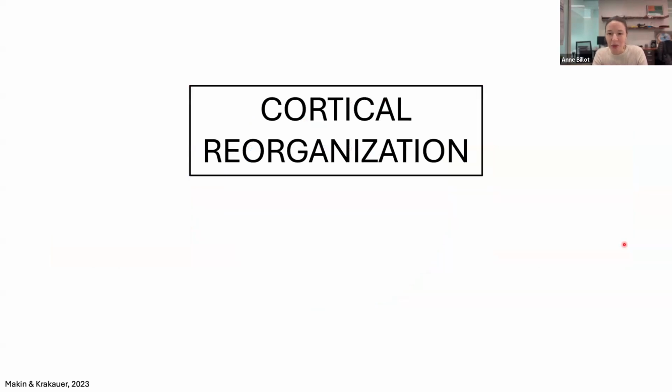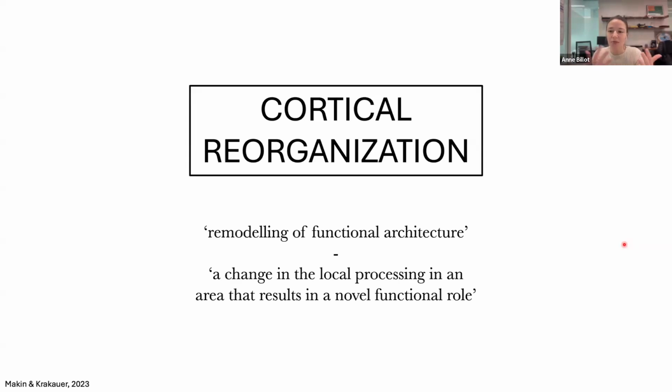One concept that is commonly used to describe these changes in brain activity or connectivity after any disruption is cortical reorganization. But what is cortical reorganization? Cortical reorganization can be defined as the remodeling of functional architecture of the brain, where changes in local processing result in a novel functional role for a given area. This is the definition given in this review by Makin and Krakauer in 2023. But actually, in this review and in other studies, this concept of cortical reorganization has been challenged, and even its existence has been challenged due to inconsistent evidence.